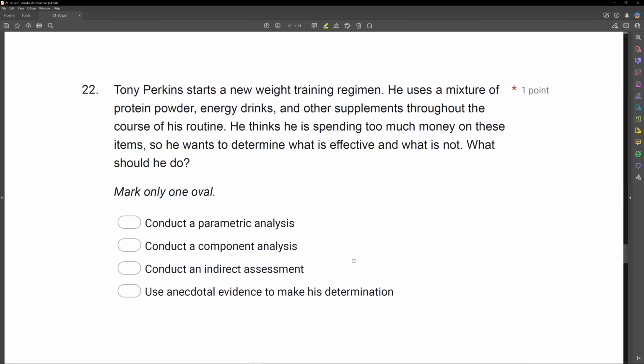What about an indirect assessment? Indirect assessment would be worse, right? He's not actually observing anything. And then use anecdotal evidence to make his determination. Tony's anecdotes, just like our anecdotes, our own personal views and opinions and stories, are not going to be what we want to use when determining behavior change procedures when doing component analysis, right? Anecdotes are not objective enough. They're not empirical enough. What Tony needs to do is conduct a component analysis on the different parts of his regimen.